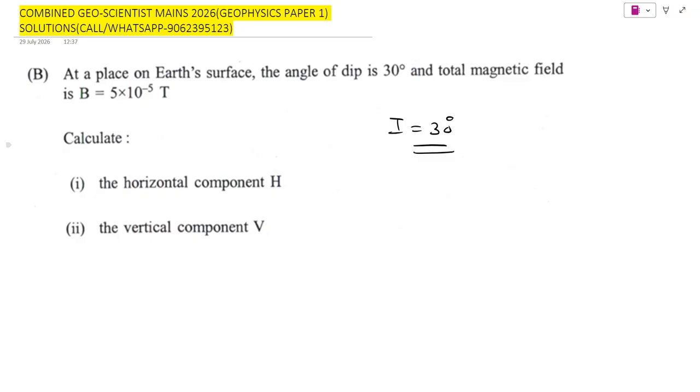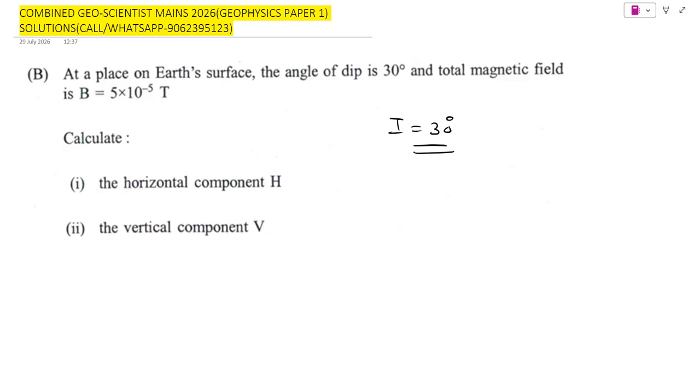Now think of Earth's magnetic field as a ladder leaning against a wall. The ladder represents the total magnetic field B, the ground represents the horizontal component H, and the wall represents the vertical component V. Using trigonometry, we can resolve the ladder into the horizontal and vertical parts. This visualization makes the formulas very easy to remember.